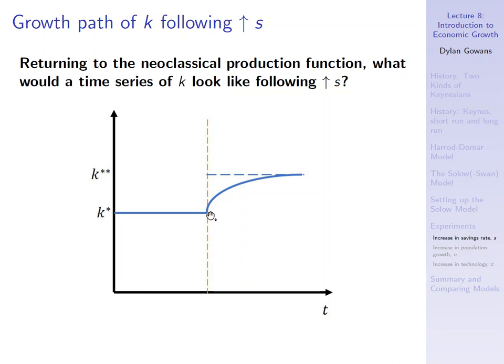When that happens, remember that it leads capital per worker to start increasing, because now savings is greater than this effective depreciation. We start having an increase in the amount of capital. And then eventually this will slowly converge to our new steady state value, k double star, at which point it will no longer be growing again.